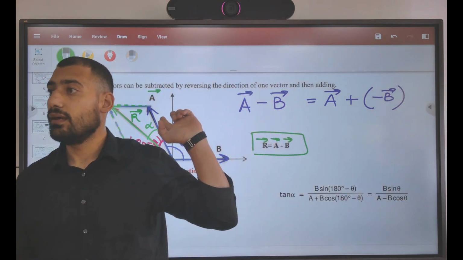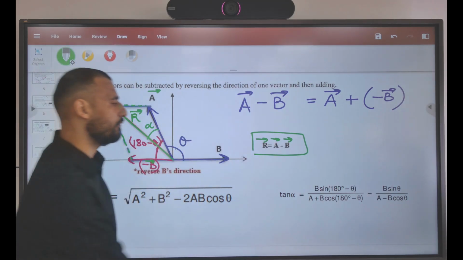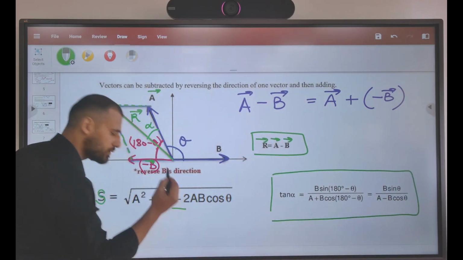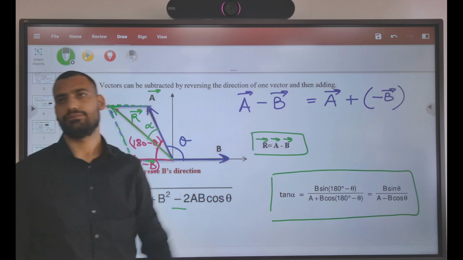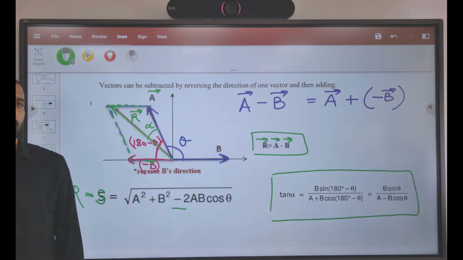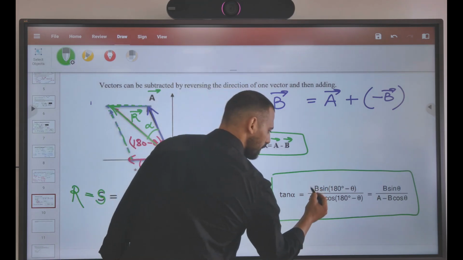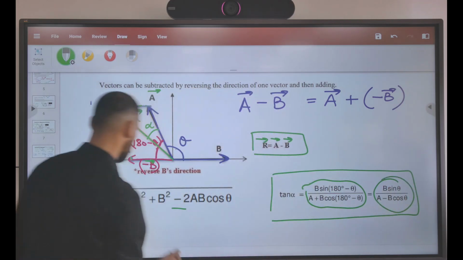Previous was a plus b cos theta for addition, isn't it? Now because it is subtraction, the formula gets changed. It is negative in the denominator and negative here as well. That's the difference, for the magnitude and for the direction, for subtraction of vectors. Is that clear? Just memorize these two formulas. Don't memorize the proof, this is the final result, and this is also the final.